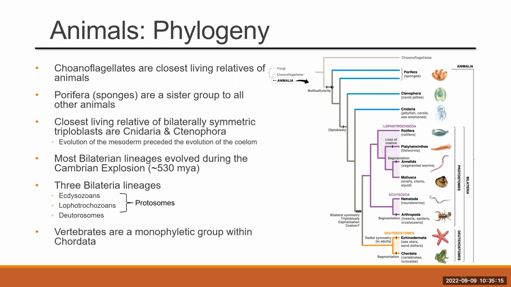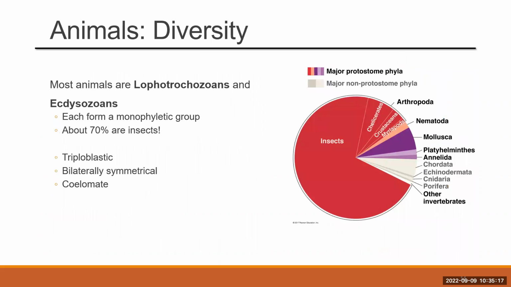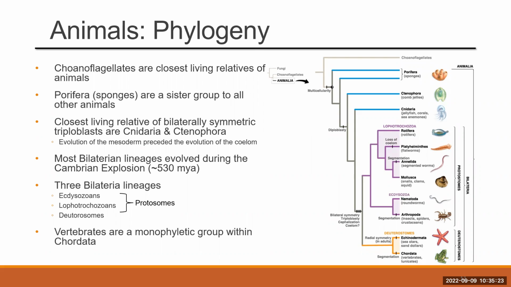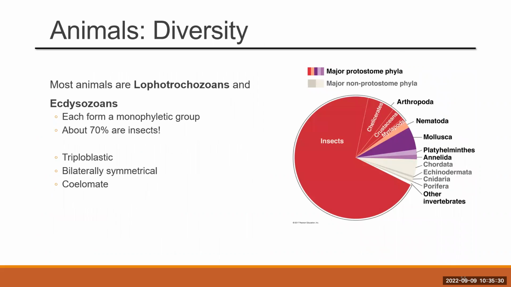Okay. Now we'll actually get to talking about what some of the groups are. So we're going to start with the lophotrochozoans and ecdysozoans. So these guys right here. These are like the biggest groups of animals. Most of the animals are contained within this.